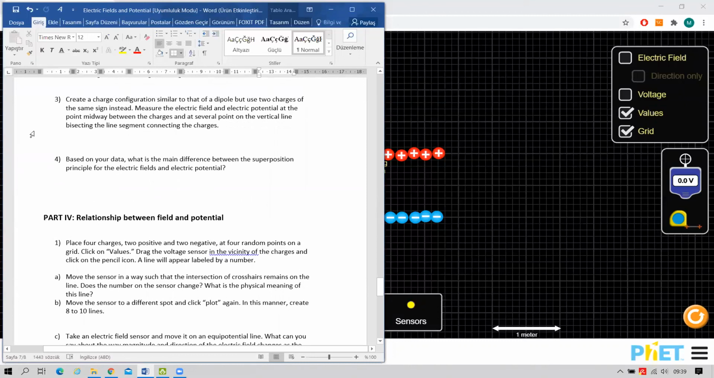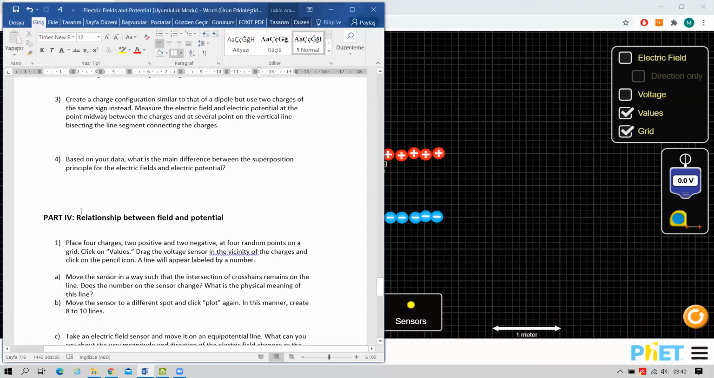Number 3 of part 3, create a charge configuration which is similar to that of a dipole but use two charges of the same sign. Measure the electric field and electric potential on the y-axis. Answer the question: based on your data, what's the main difference between the superposition principle for the electric fields and electric potential? I will not answer this question. You will answer this question based on your observations in items 2 and 3. I think everything is clear.